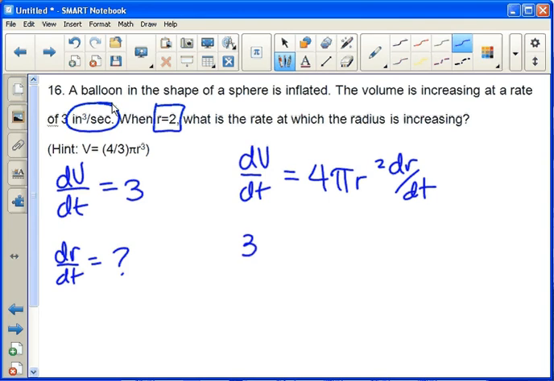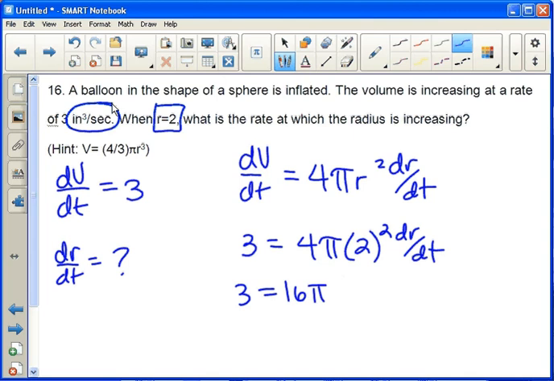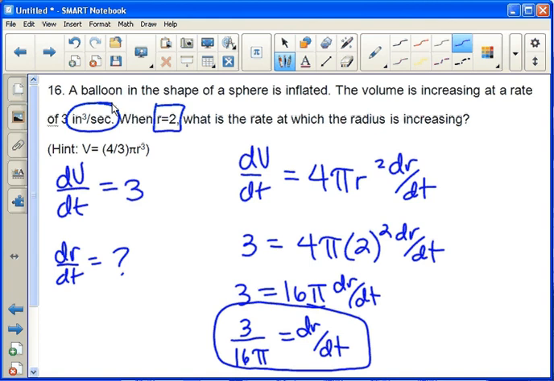So we plug in the 3 they gave us for dV/dt, and we plug in the radius they gave us, which is 2, and then we'll solve for dr/dt. Okay, 2 squared is 4, 4 times 4 is 16. Then I divide both sides by 16 pi. We get 3 over 16 pi, which is approximately 0.0597, or 0.060 if we round it to 3 decimal places. So if you have that, you're on the right track.